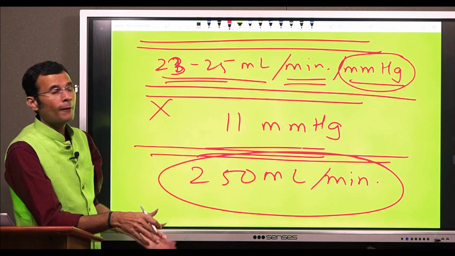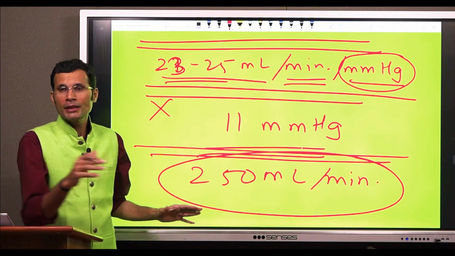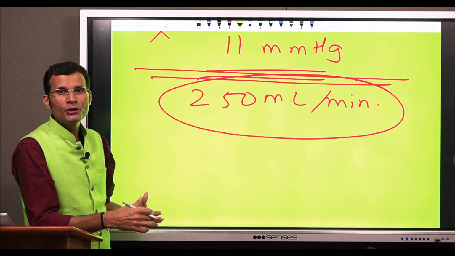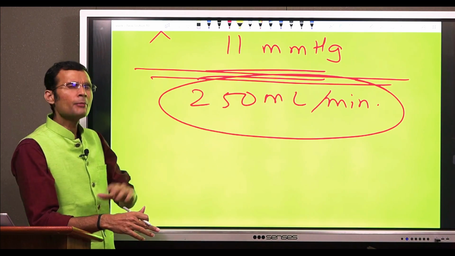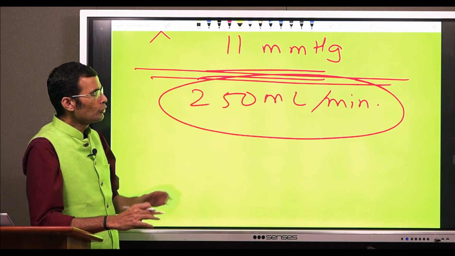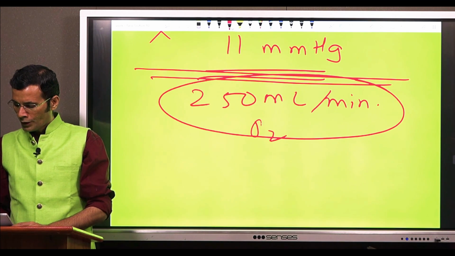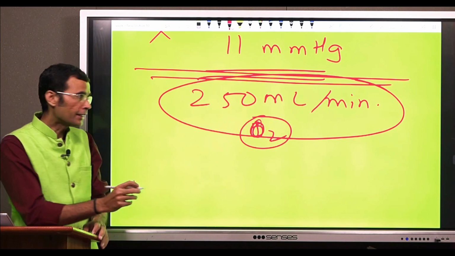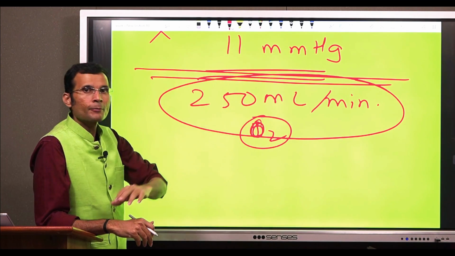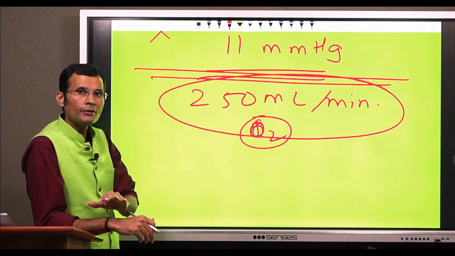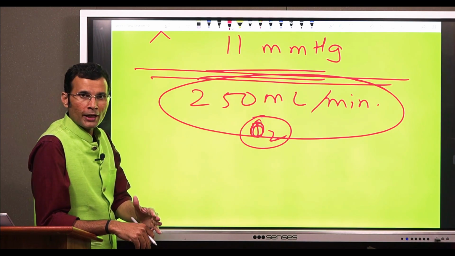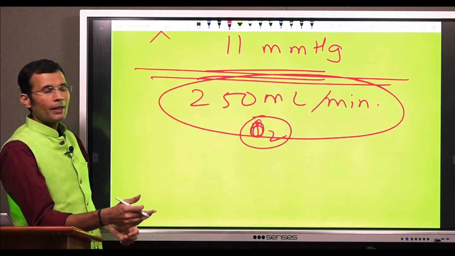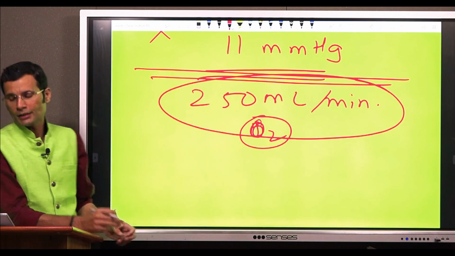And also remember that 250 ml per minute is the oxygen which is consumed by the body every minute. Under basal conditions of metabolism, about 250 ml of oxygen is consumed by the body per minute. So this much gas diffuses across the respiratory membrane from alveolus into the blood, and this much oxygen is utilized by the body every minute.